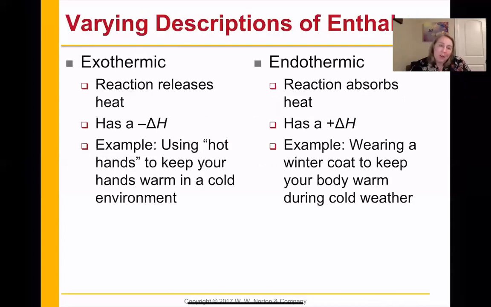So if you look at a reaction, there are two kinds of reactions. We have endothermic and we have exothermic, right? So in exothermic, our reaction is releasing heat and it gives us a negative delta H value. So if you've ever used those hot hands, I used them when I lived in Iowa relatively often because it was really cold. You mix the chemicals on the inside of the packet and it warms the packet and you keep it in your hands and it keeps your hands very warm.